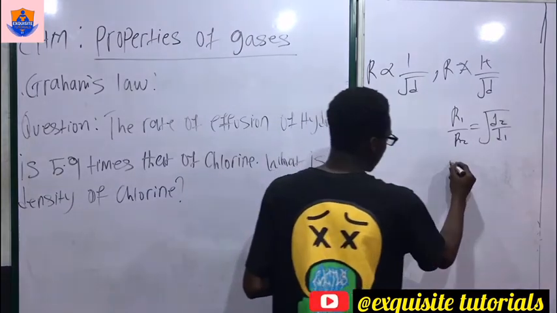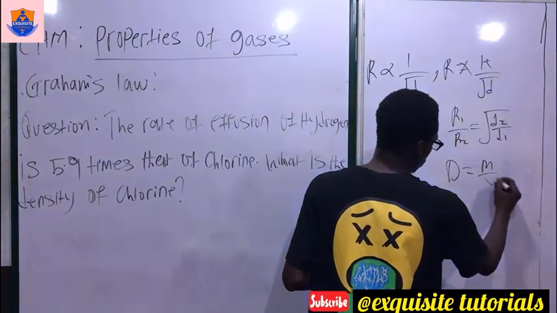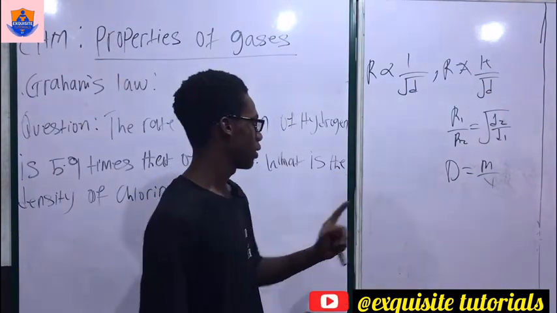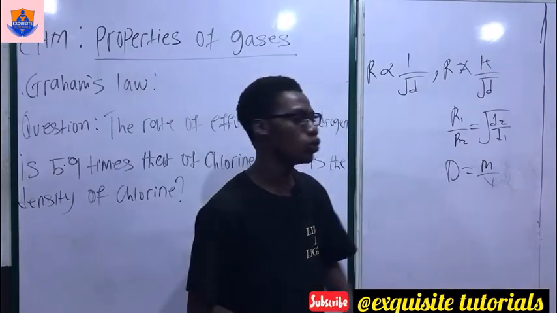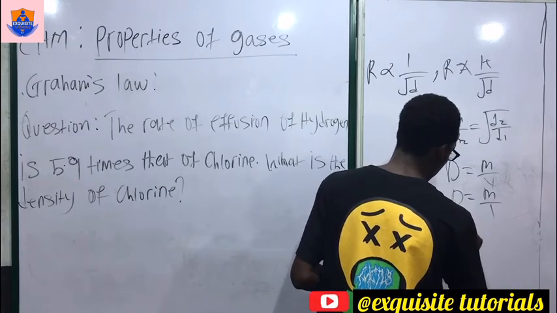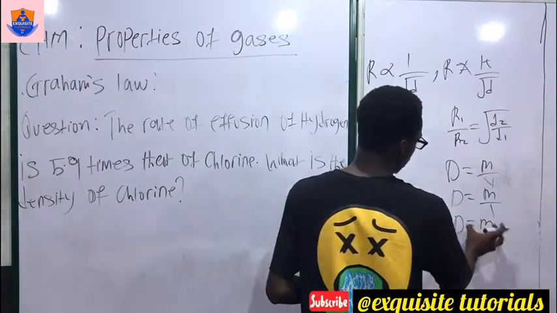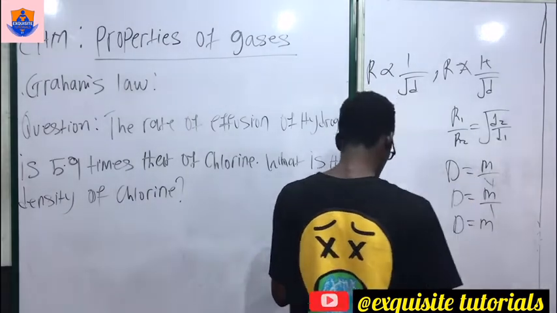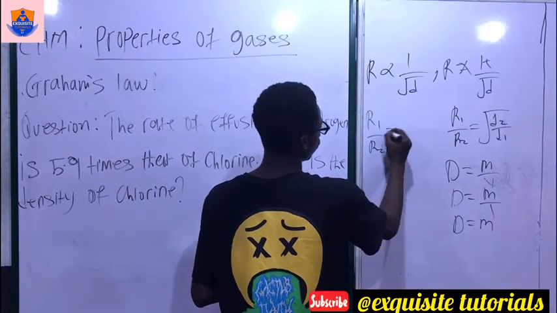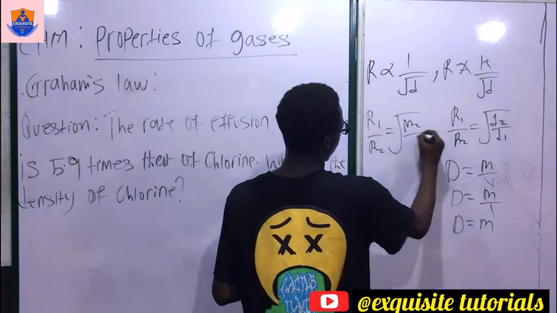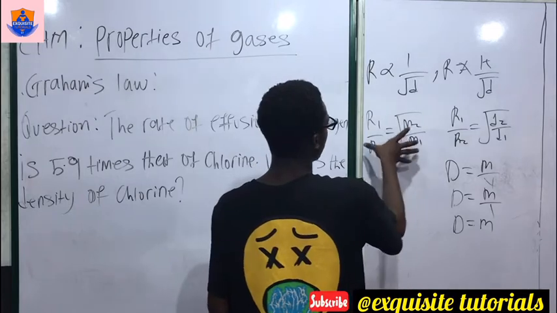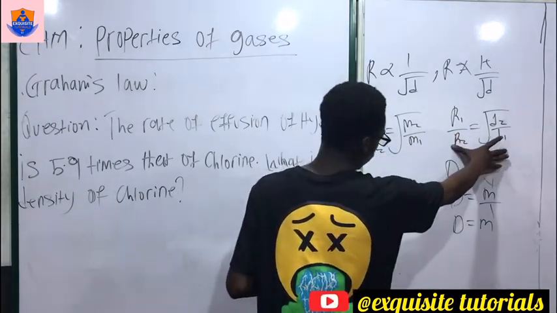Now I told you that density is equal to mass over volume. Now for 1 liter of a gas, or 1 dm cube, our density will be equal to mass over 1. So we have density is equal to mass. So we can place in the density as mass here. So we have that the rate R1 over R2 will be equal to root M2 over M1. Now as we go, you see the difference between where I brought out this formula instead of this.